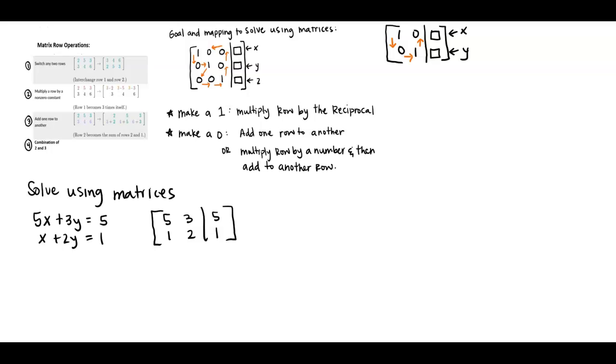So who has an idea of what we should do to get a 1 in that upper left-hand corner? Should we move row 2 up to row 1? Yeah, let's just switch them, right? So that's nice, because if we just switch these two, then we already get that 1 in the place that we want it. Okay, so I'm just going to do that right here. So I've got 1, 2, 1, and then 5, 3, 5.